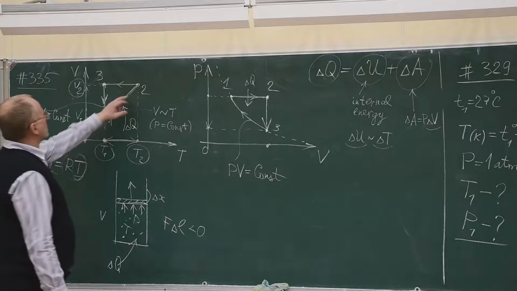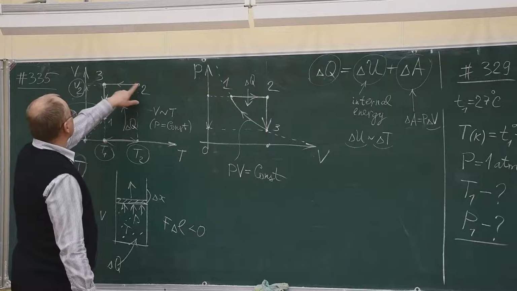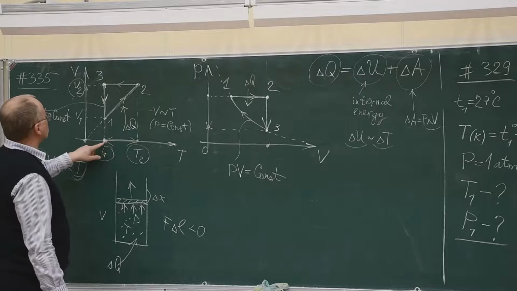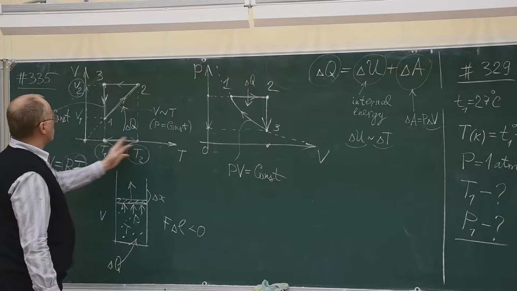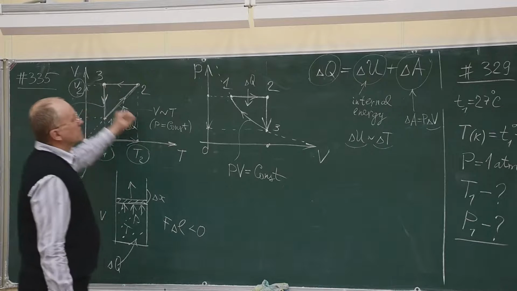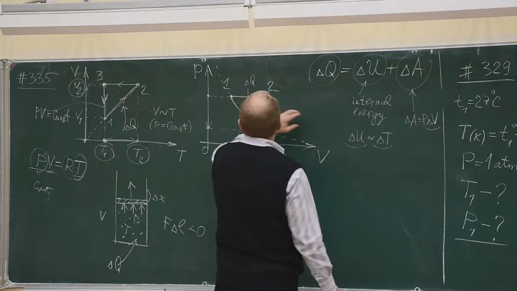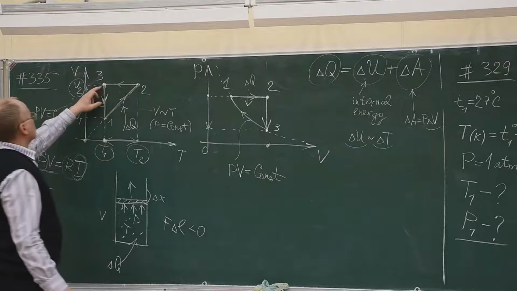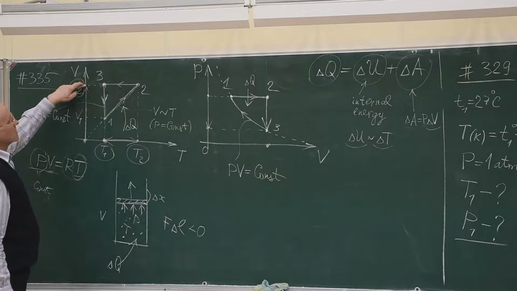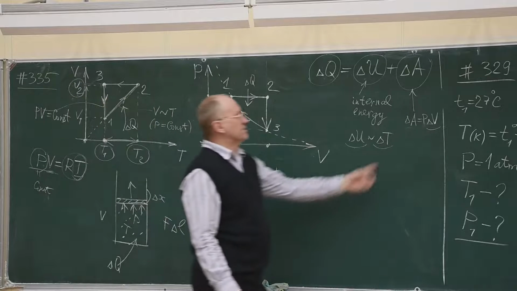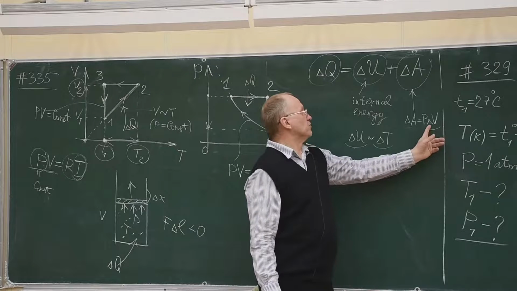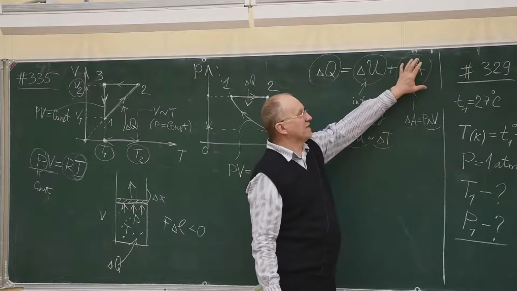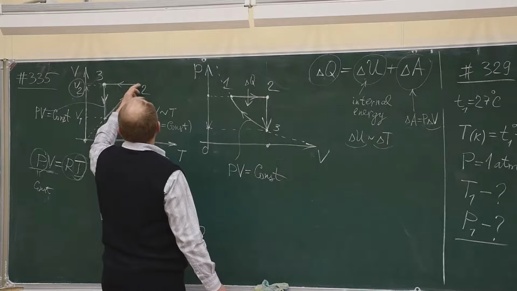Well, as far as the process 2 to 3 is concerned, what happens? The temperature is decreasing from high temperature to low temperature. So on this section 2, 3, internal energy is decreasing. And the volume remains constant. If volume remains constant, then the change in volume is 0. So the work is not produced. The work produced by gas is 0 on the section 2, 3.